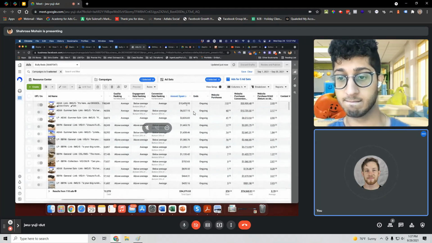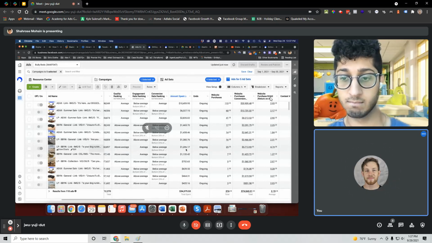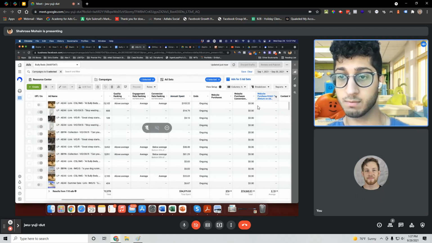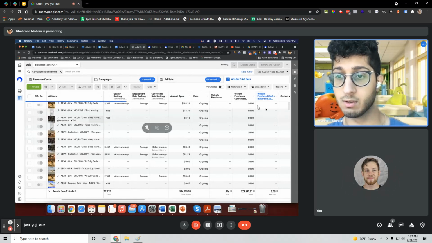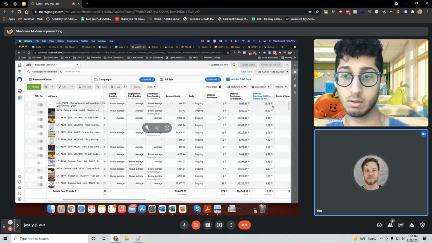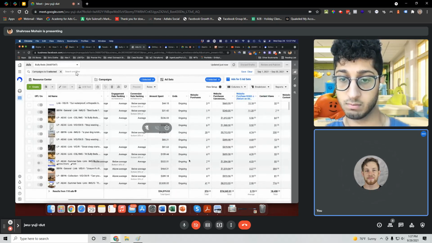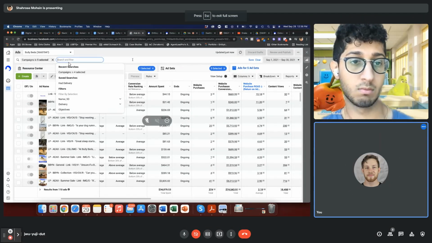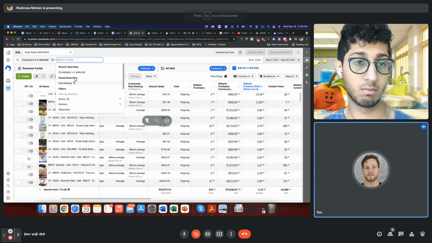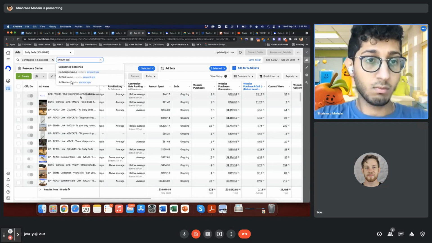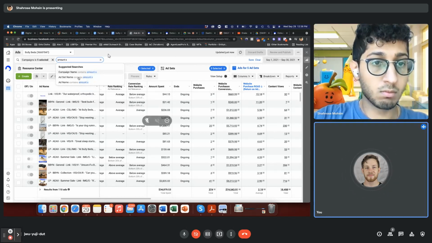Okay, so let's see here. Amount spent, purchases, ROAS. Now let's sort by ROAS. Website purchase ROAS. Other way, yeah. Okay, so we're going to go up to the top of this search bar here. And then we're going to do spend, amount spent. Type in amount spent. You should be able to just. Actually, it does not want to do that.